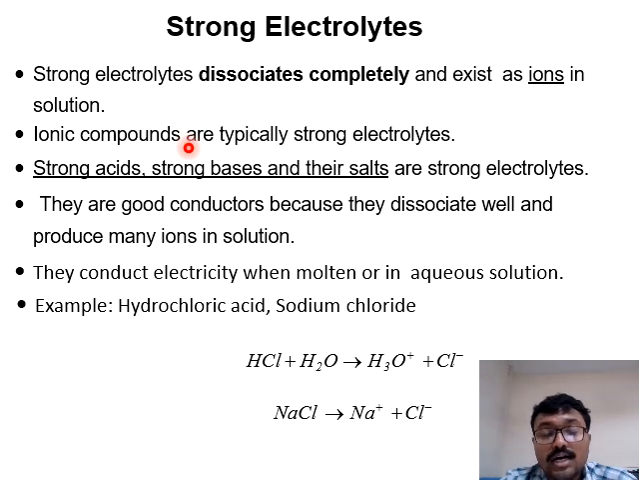Ionic compounds are typical examples of strong electrolytes. For example, sodium chloride, potassium chloride, HCl. Strong acids, strong bases, for example sodium hydroxide, and their salts are strong electrolytes. They are good conductors because they dissociate well and produce many ions in solution. They conduct electricity when molten or in aqueous solution. Examples: hydrochloric acid, sodium chloride.